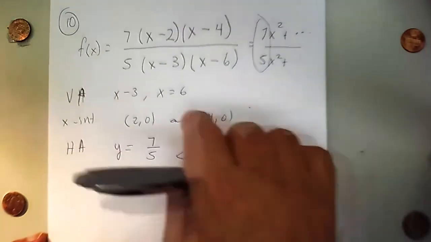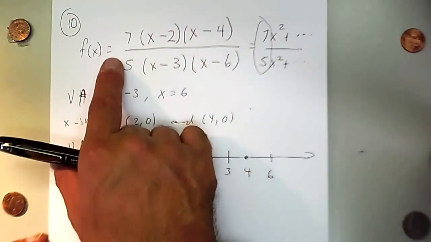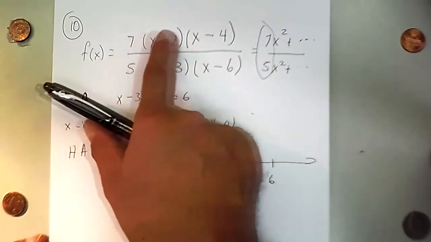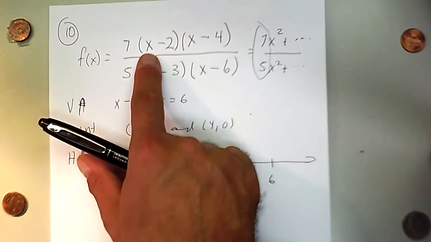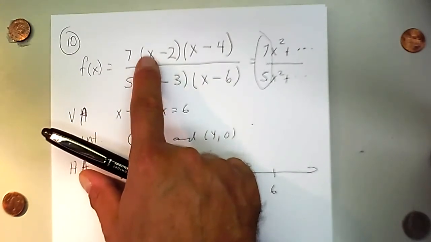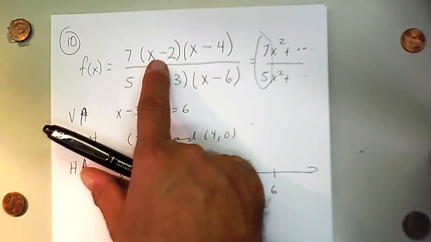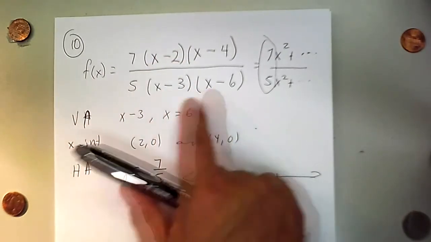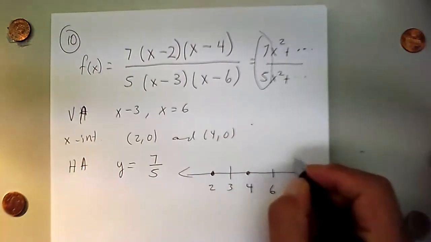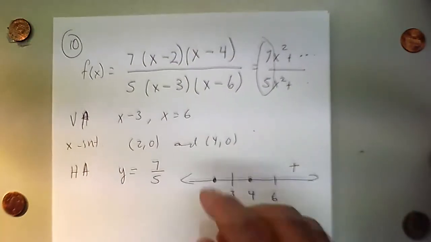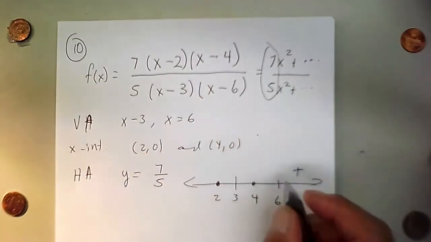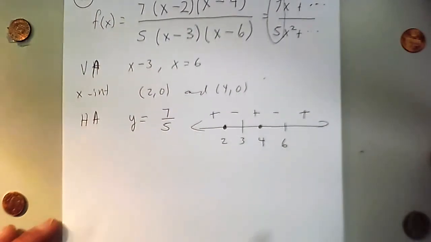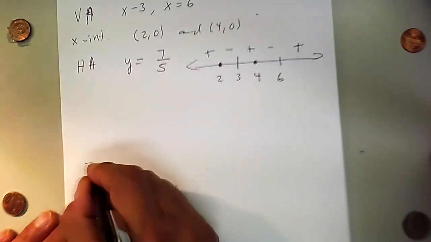There's no negative x's or negative in front of the ratio or negative in front of the 7 or the 5. So that means that if x takes a big value such as 10, we end up with 7 times 8 times 6, because I'm assuming x is 10, over 5 times 7 times 4. All the numbers involved are positive, so the whole thing is going to be positive. If we have single factors, we alternate from positive to negative to positive to negative to positive, and then we start drawing our picture.